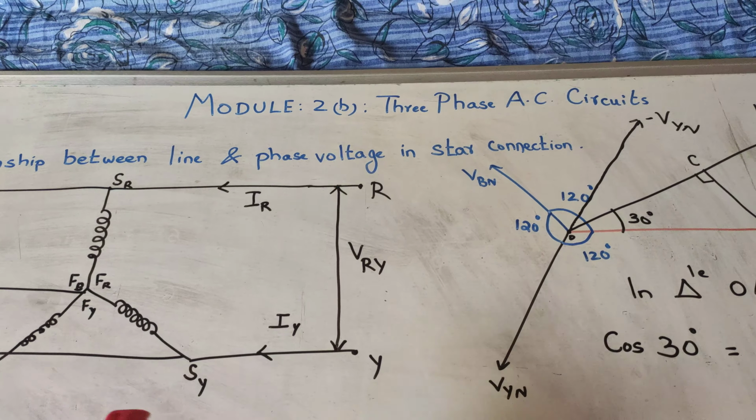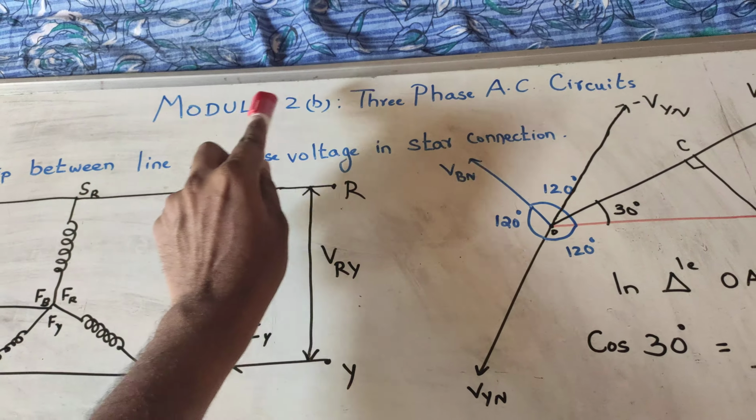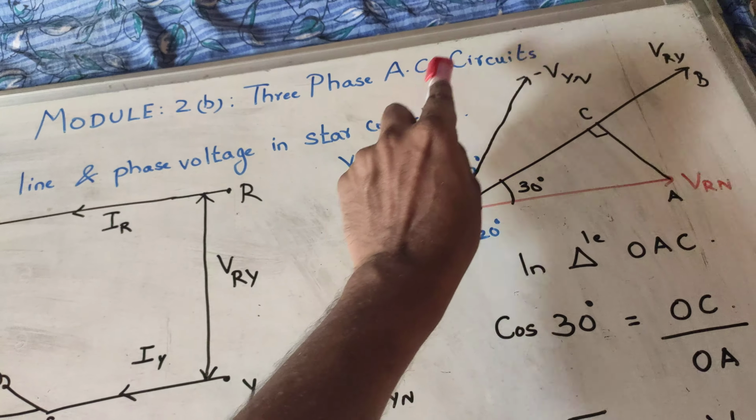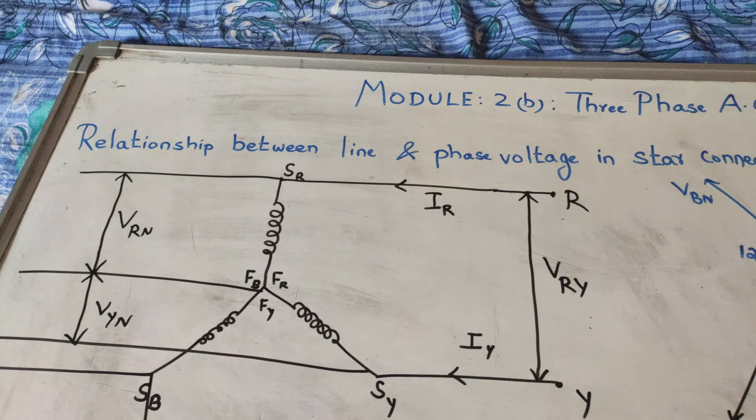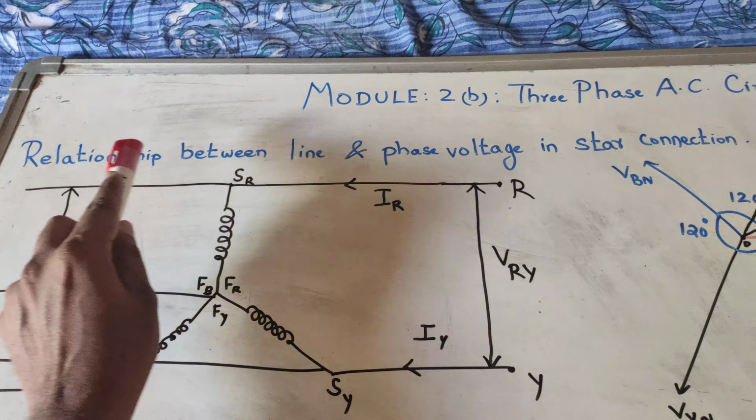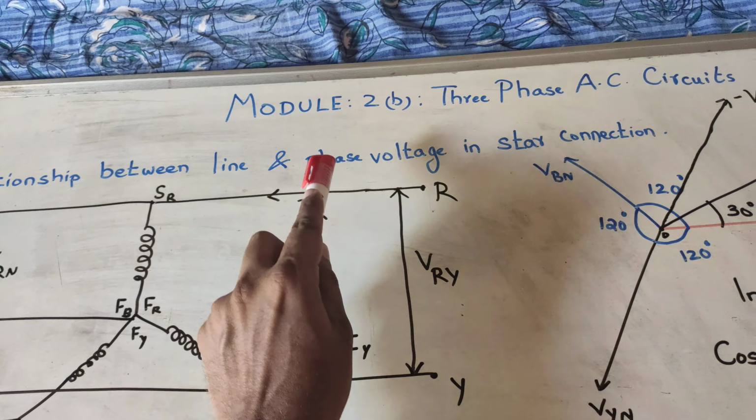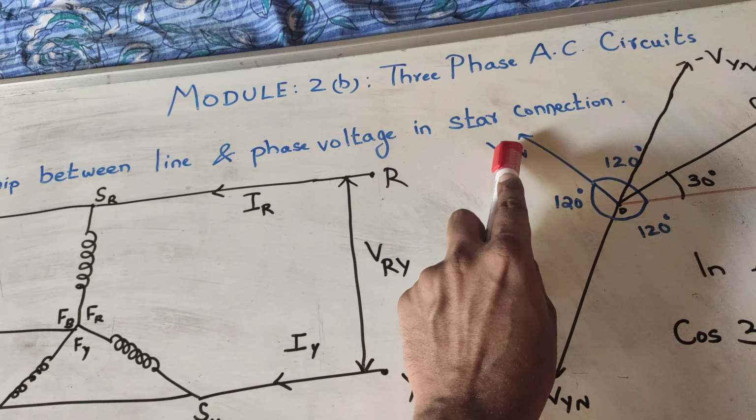Hello everyone. Today we are going to discuss module number 2B, three-phase AC circuits. Under three-phase AC circuits, we are studying the relationship between line and phase voltage in star connection.